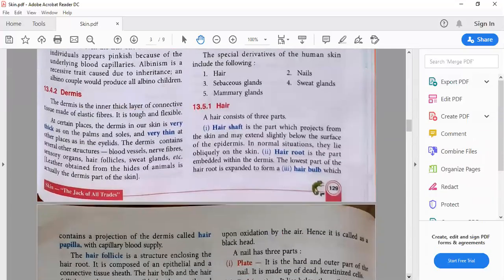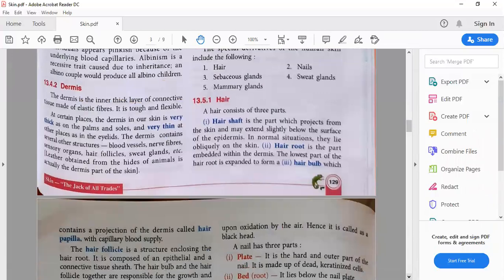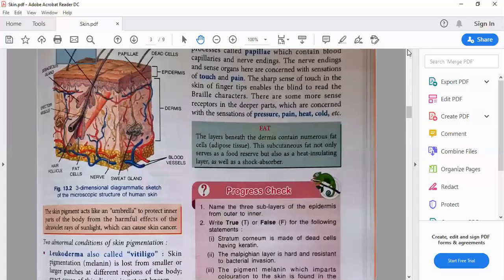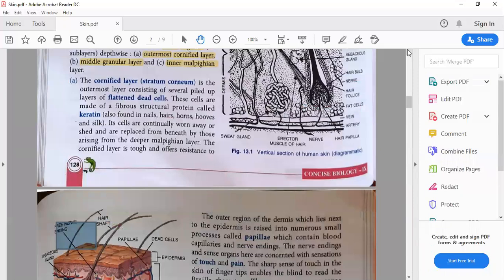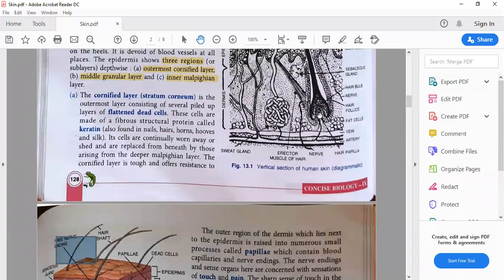Okay, so कितने parts है? Hair root. Hair root is the part which is embedded within the dermis. The lowest part of the hair root is expanded to form bulb. आपको दिख रहा है ना bulb की तरह, which is containing the projection of dermis and called hair papilla. So basically, hair papilla is a projection of the dermis with capillary blood supply. So hair papilla में ना there is blood supply. ये दिख रहा है कि यहाँ पे blood के थोड़े से extensions है.